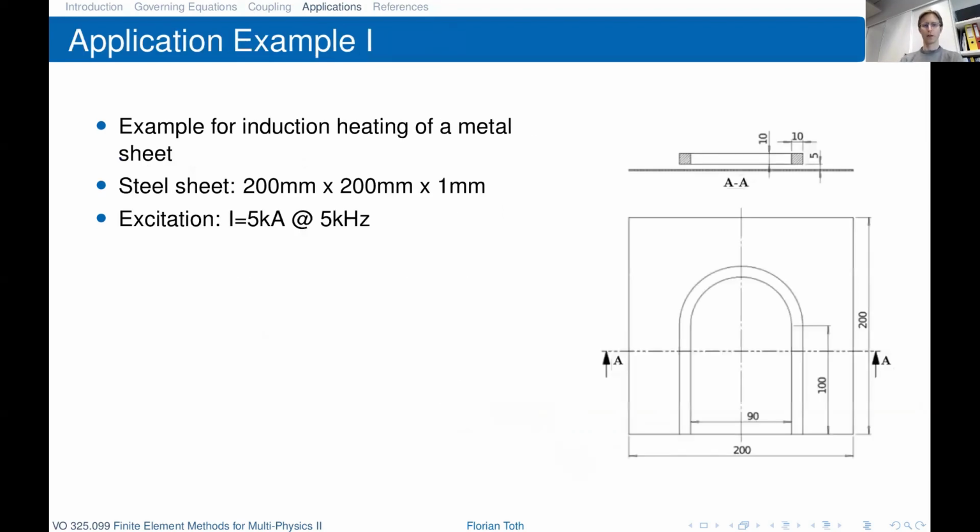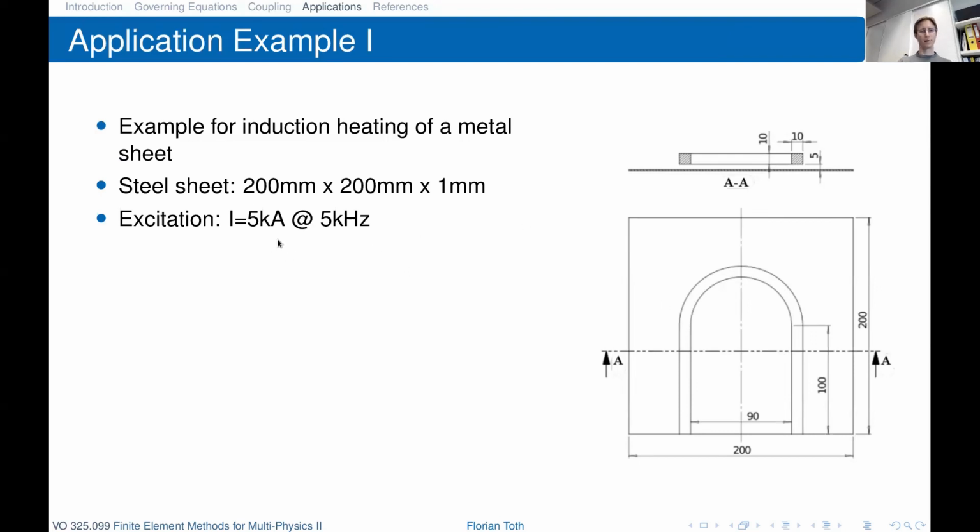So now let's look at some application examples. Here we have a thin steel sheet that is heated by an inductor. It's bent like this. In fact, this is only one half of a symmetric model.